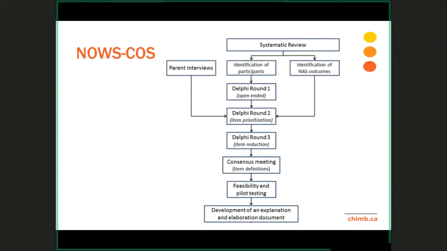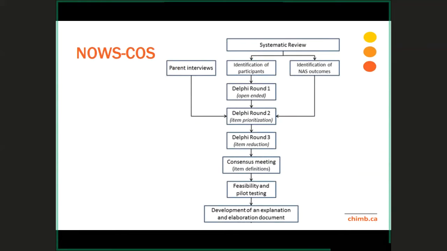So the second round of the Delphi is prioritization. You score an outcome from 1 to 9 on how much it would influence your care. And then in Delphi round 3, you get presented with all of the scores, and it's basically a reduction process. Do you feel it should be in a core outcome set? Yes, no, not my expertise. And then that goes to a consensus meeting.